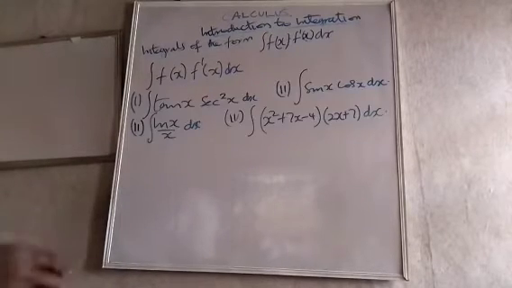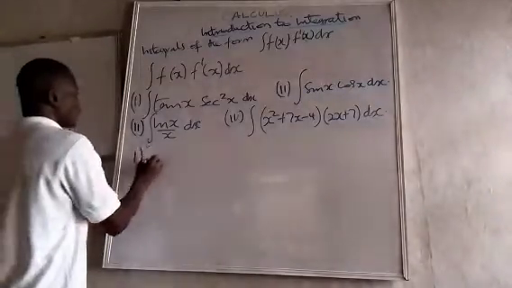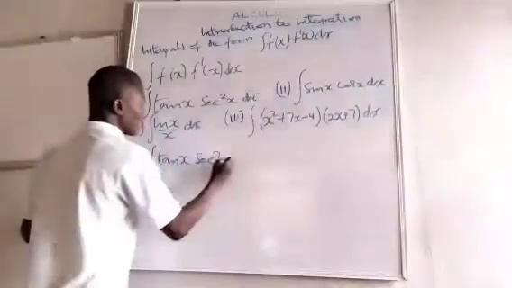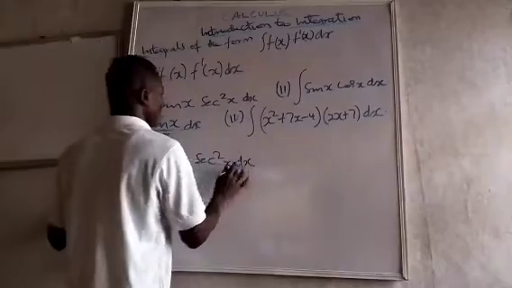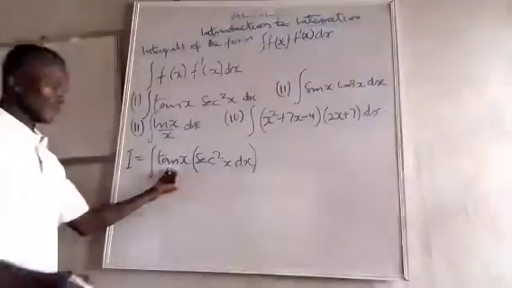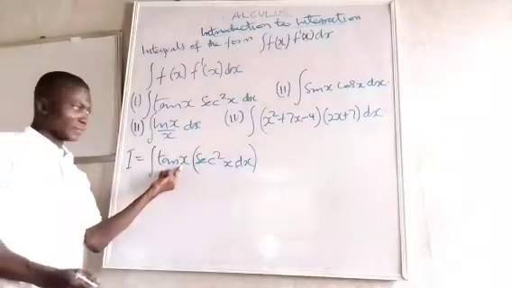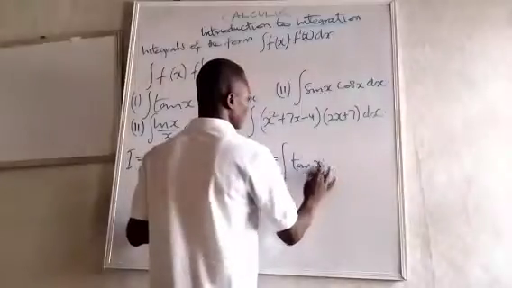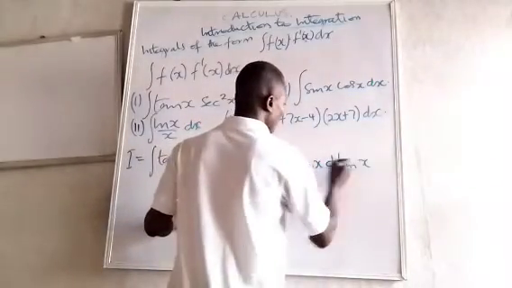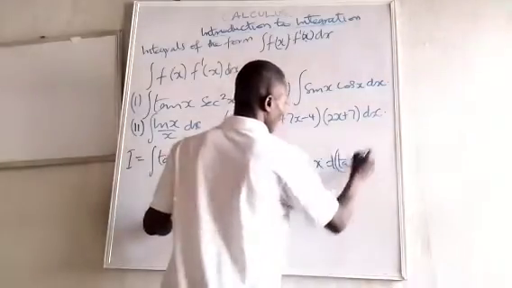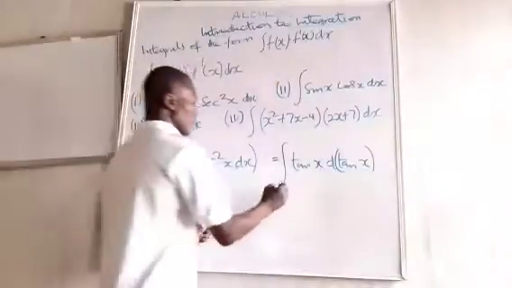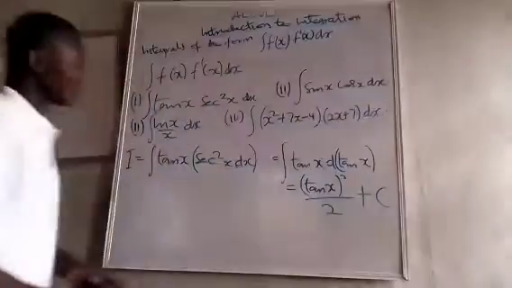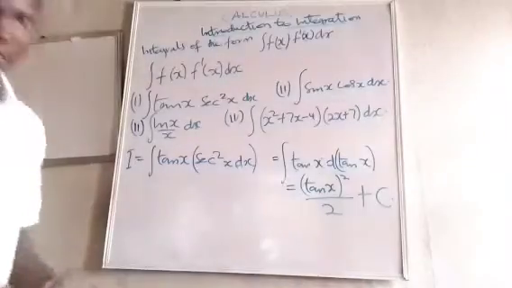Now let's quickly have fun with some examples. For the first one, we are integrating tan x sec squared x dx. If you look at it, this one is the differentiation of this, so we are going to have it like this: tan x d(tan x). You can see it's going to be tan x all squared over 2 plus c.